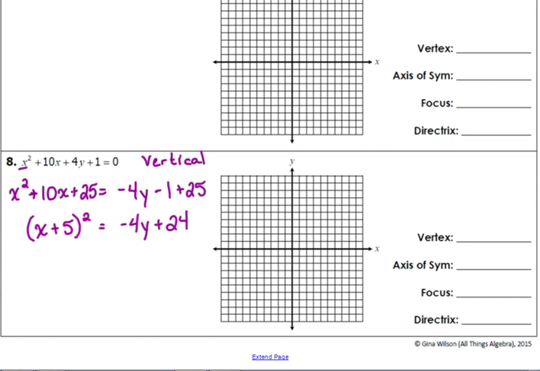Still not quite in standard form yet, because standard form factors out that coefficient on the right side. So if we take out the negative 4, we get y minus 6. So our vertex, change the signs, negative 5, positive 6. Go ahead and plot it on your graph.